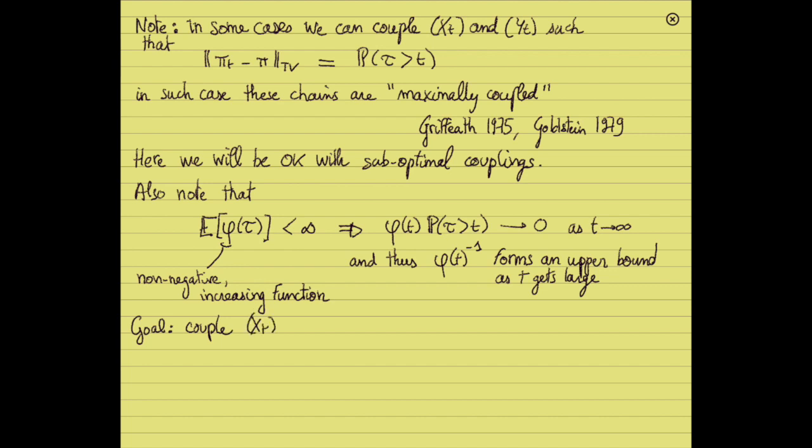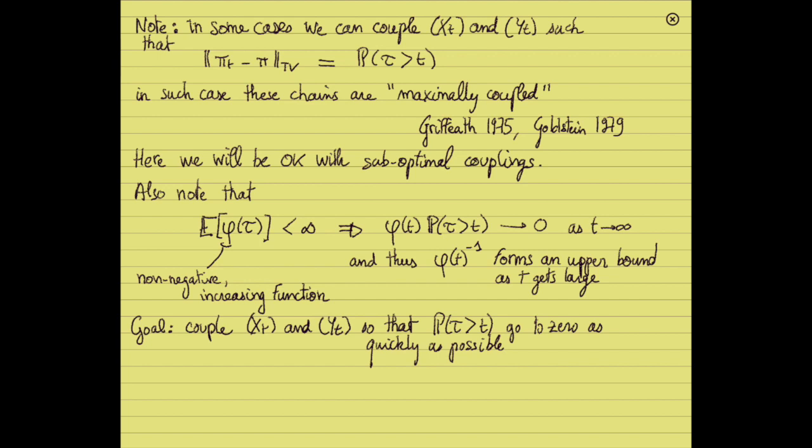So overall, the name of the game here is to couple two chains, the original chain X and the stationary chain Y, so that the meeting time has tail probabilities going to 0 as quickly as possible, which will give us a convergence rate as quick as possible.